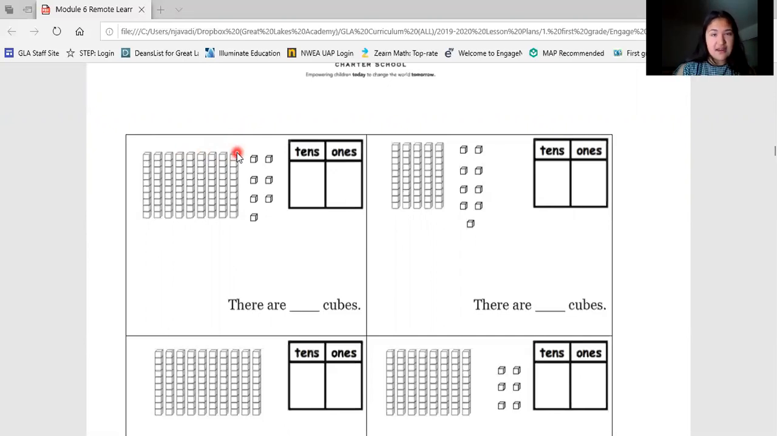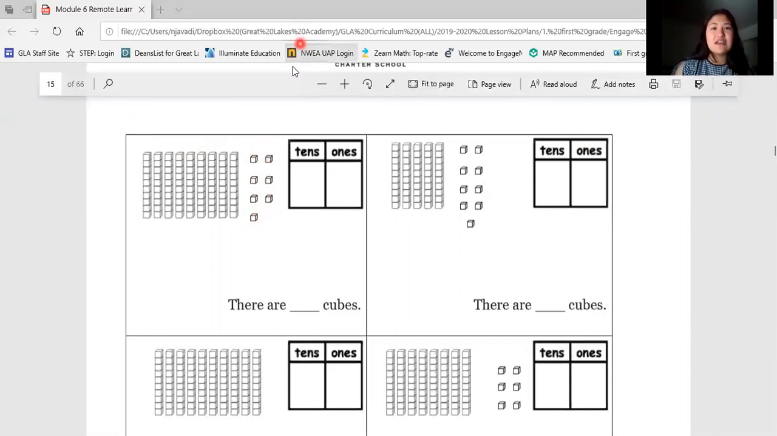Keep that number in your head. 90, 91, 92, 93, 94, 95, 96, 97. That means we have a total of 97 cubes.